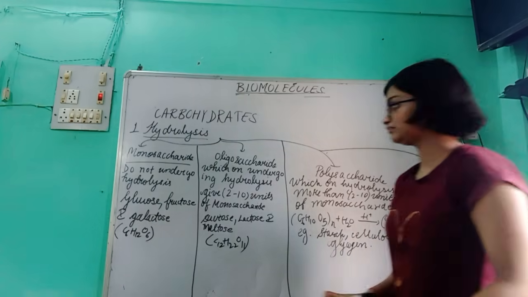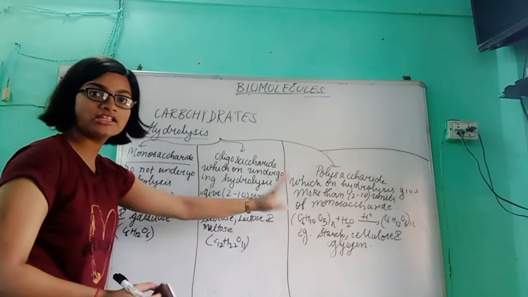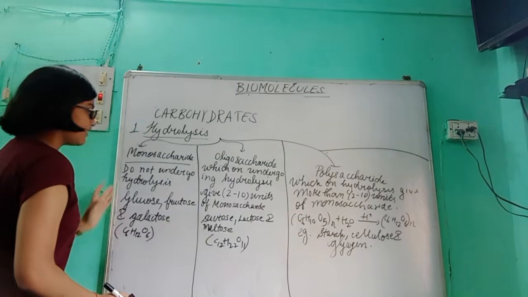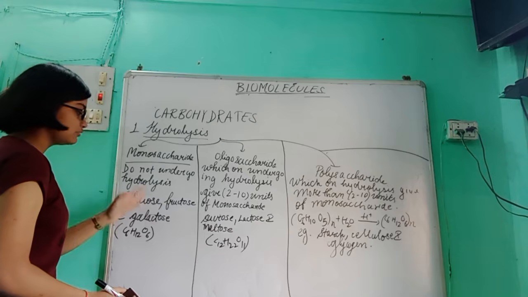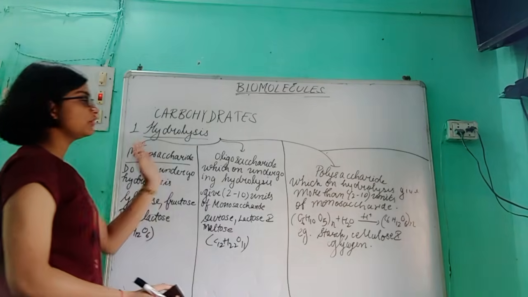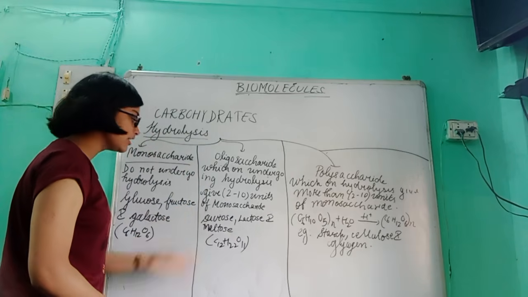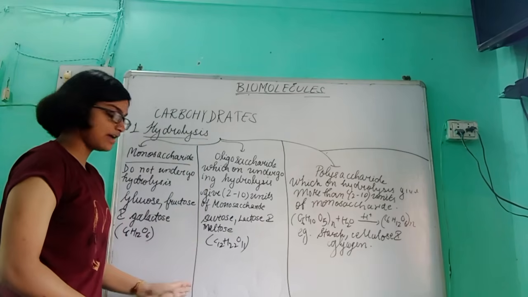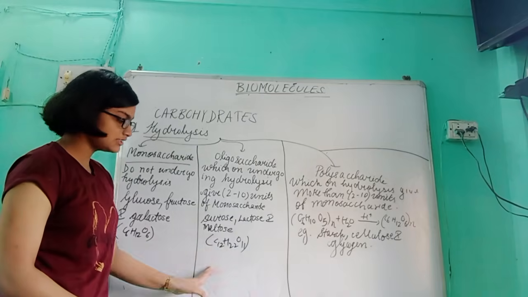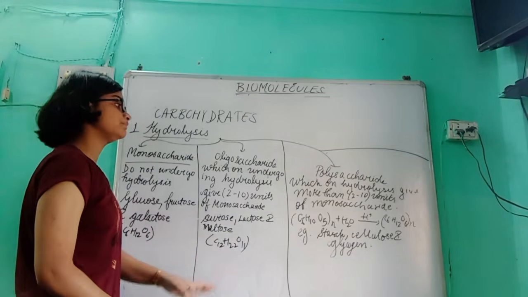Based on hydrolysis, we have three: monosaccharides, oligosaccharides, polysaccharides. Monosaccharides are those which do not undergo hydrolysis: glucose, fructose, and galactose. C6H12O6. Three of them have the same formula. Oligosaccharides are those which, on undergoing hydrolysis, yield 2 to 10 units of monosaccharides. Examples are sucrose, lactose, and maltose. They also have the same formula: C12H22O11. Sucrose on undergoing hydrolysis gives glucose and fructose.